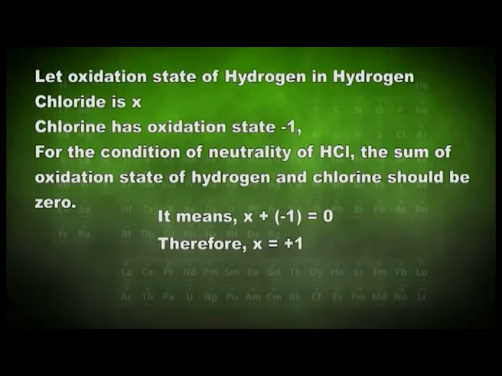Let the oxidation state of hydrogen in hydrogen chloride be X. Chlorine has oxidation state -1. For the condition of neutrality of HCl, the sum of oxidation states of hydrogen and chlorine should be 0. It means X plus -1 is equal to 0 and therefore X is equal to +1.